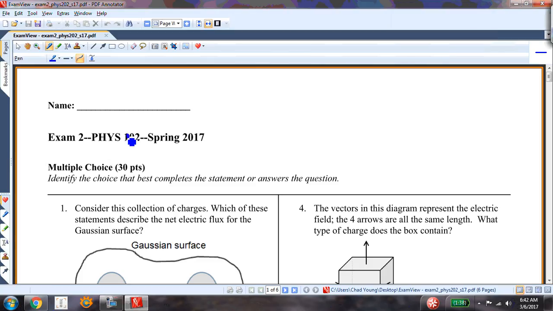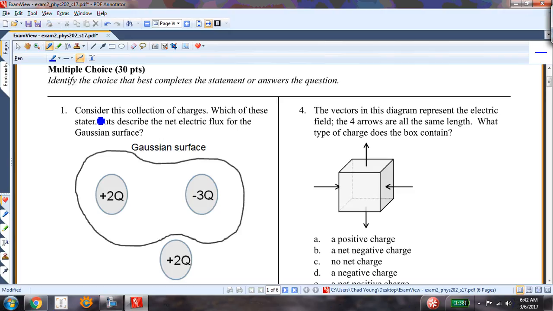Okay, this is exam 2 for Physics 202, spring 2017. It's covering chapters 1.5 through 2.